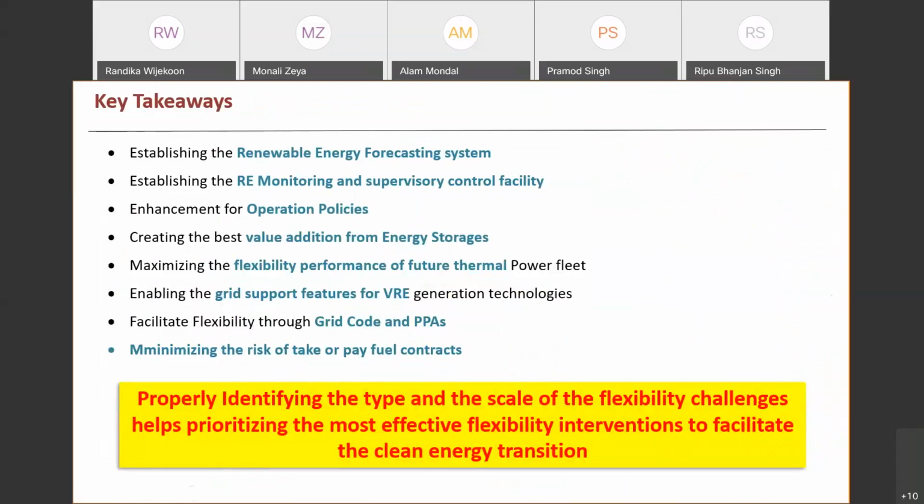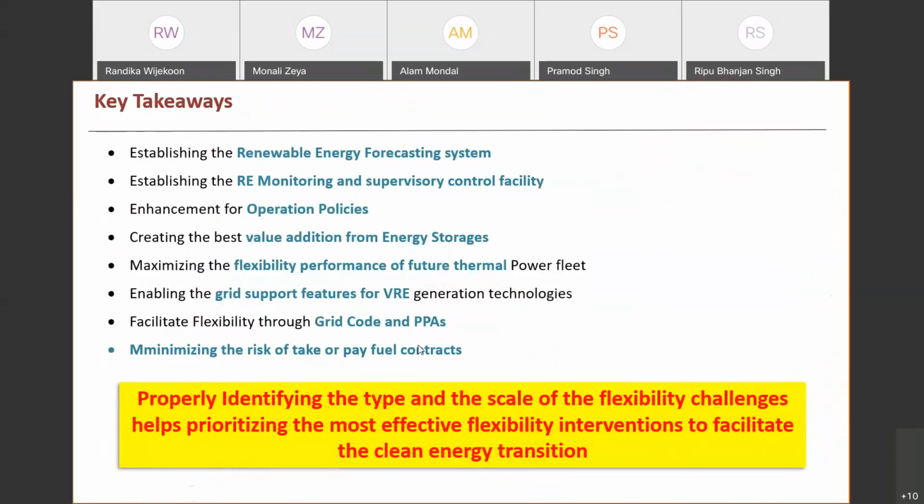In my last slide, I want to mention that as a country, we are now looking at a significant transition toward clean energy. We are much more concerned about flexibility, and we are trying our best to understand the flexibility issues and the avenues that are there to enhance the flexibility.